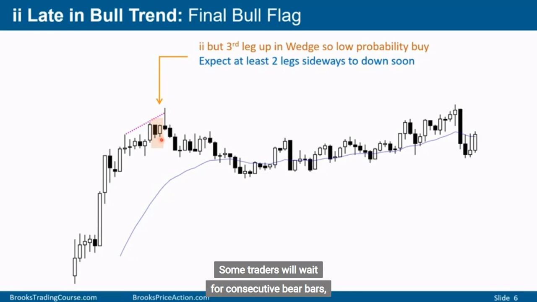Some traders will wait for consecutive bear bars like that because this bear bar does not have a very big body. But given that it's a wedge, II late in the bull trend, a possible final bull flag, I would short below that bear bar, and I would not hesitate shorting below that. Some traders will short on the breakout below the II, which is below that bar. That's about the same price as shorting below that bar. And here we got a couple legs down, not a big swing.